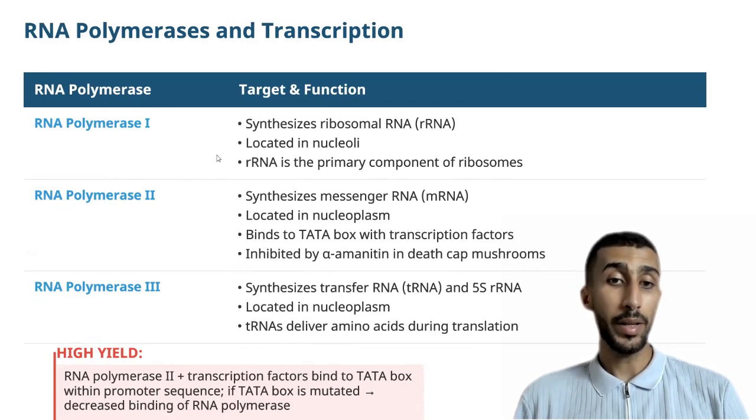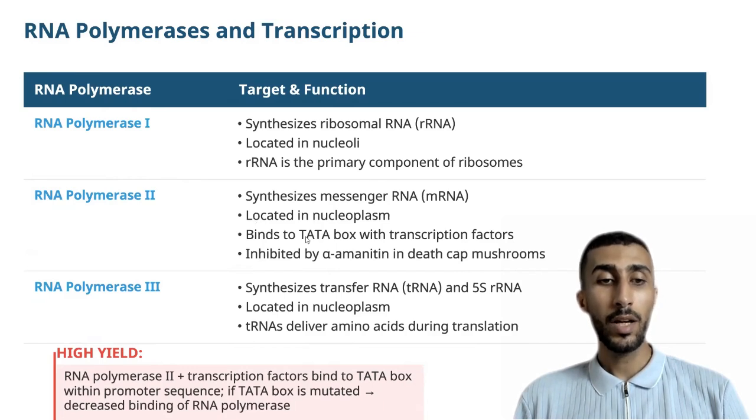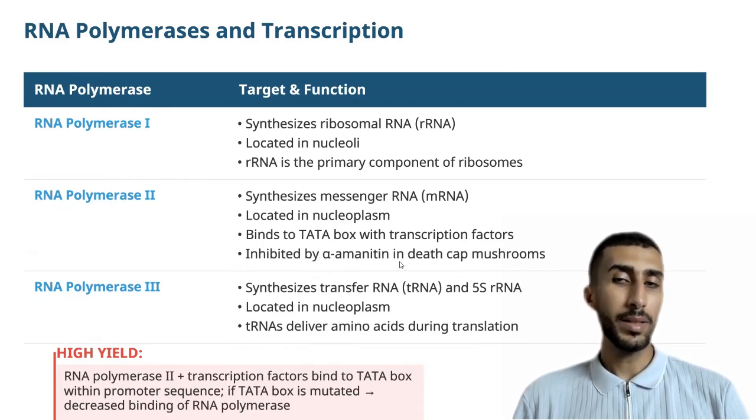The ribosomal RNA is the primary component of the ribosome. RNA polymerase 2 synthesizes mRNA. It binds to the TATA box with transcription factors. It is inhibited by alpha-amanitin in Death Cap mushrooms. You have to know this example: alpha-amanitin in Death Cap mushroom is the one that inhibits RNA polymerase 2.